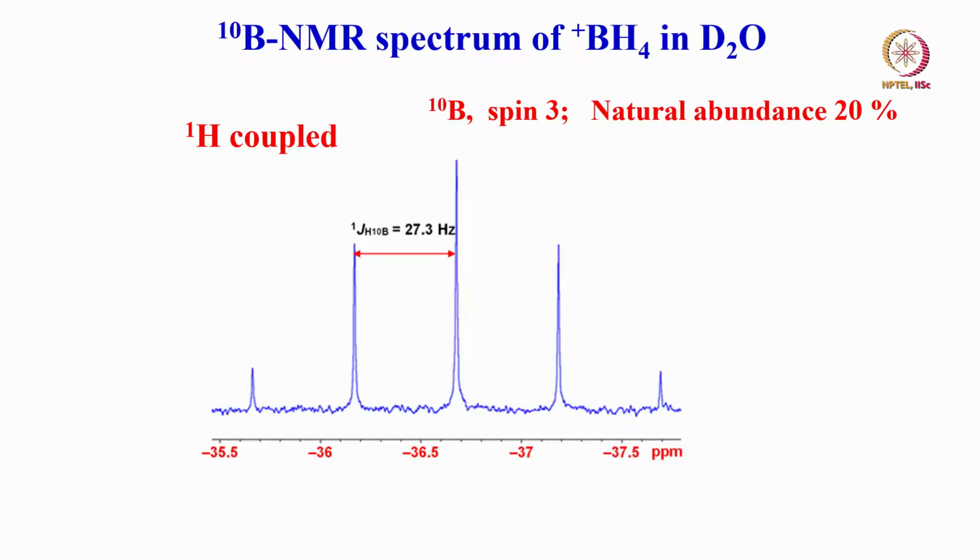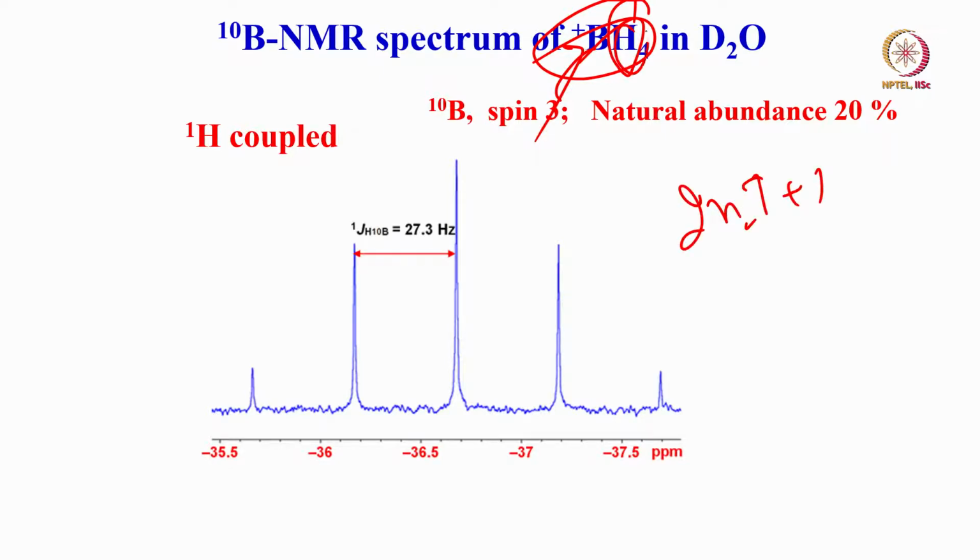Boron has 2 isotopes, boron 10 and boron 11. Boron 10 is spin 3, natural abundance is 20%. Now I am looking at the boron NMR with coupling with protons of this molecule, BH4. You should know by now that there are 4 chemically equivalent protons present. What is the splitting pattern you expect for boron? Boron 10 is spin 3, 2nI plus 1, you apply this one.